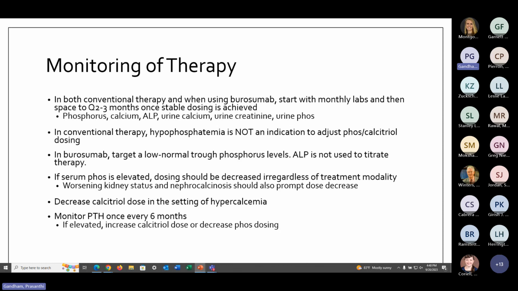And it's recommended that PTH levels be monitored at least once every 6 months. And if it's elevated, in those on conventional therapy, you would consider increasing the calcitriol dose or decreasing the phosphorus dosing.